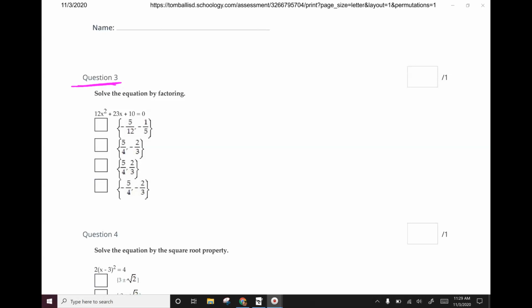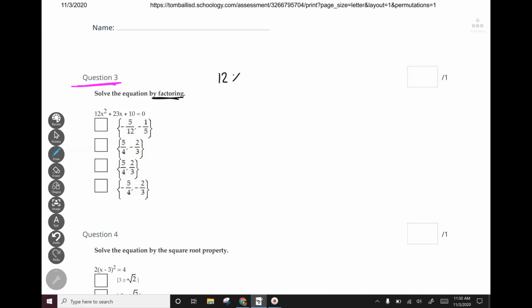All right, the first problem that I want to go over is question number 3. This is one where you're having to solve by factoring, and remember you do have to use the method that is asked in order to get full credit for the question. So solving by factoring on this one, I've got 12x squared plus 23x plus 10 equals 0. So I've got a trinomial. Notice the leading coefficient is not 1. So this is where you have to use the AC method.